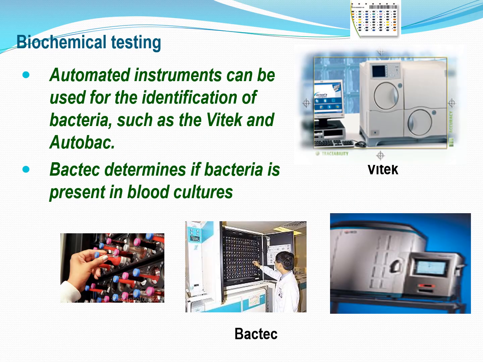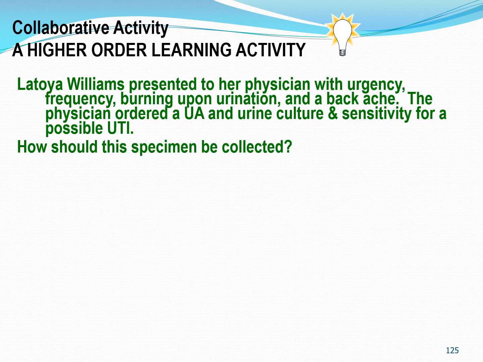Automated instruments can be used for the identification of bacteria. And here are some examples: the Vitek and the AutoBac. The BacTec determines if bacteria is present in blood cultures. These are all automated instruments that you may run into in larger hospital or reference laboratories.